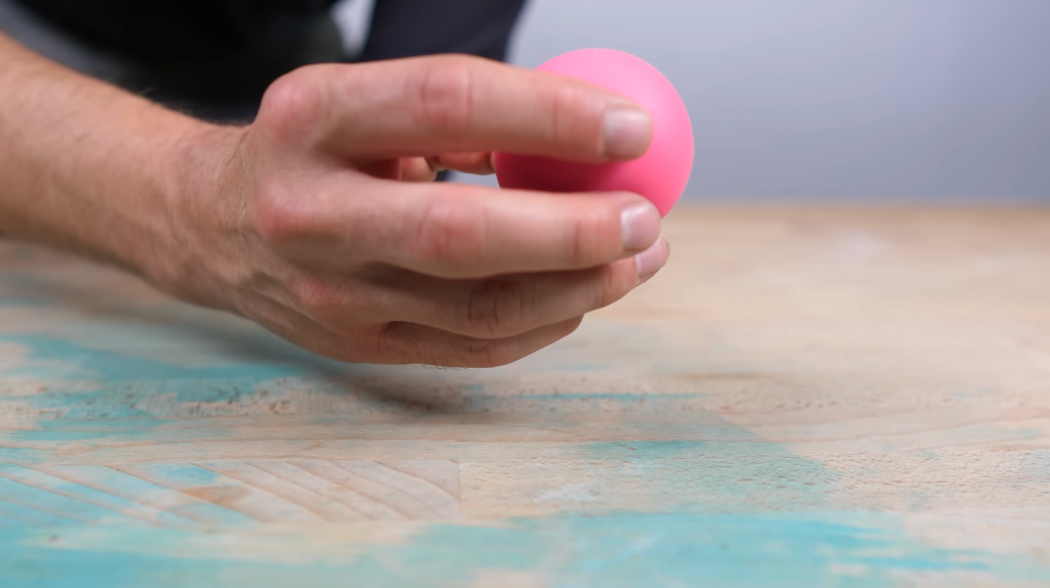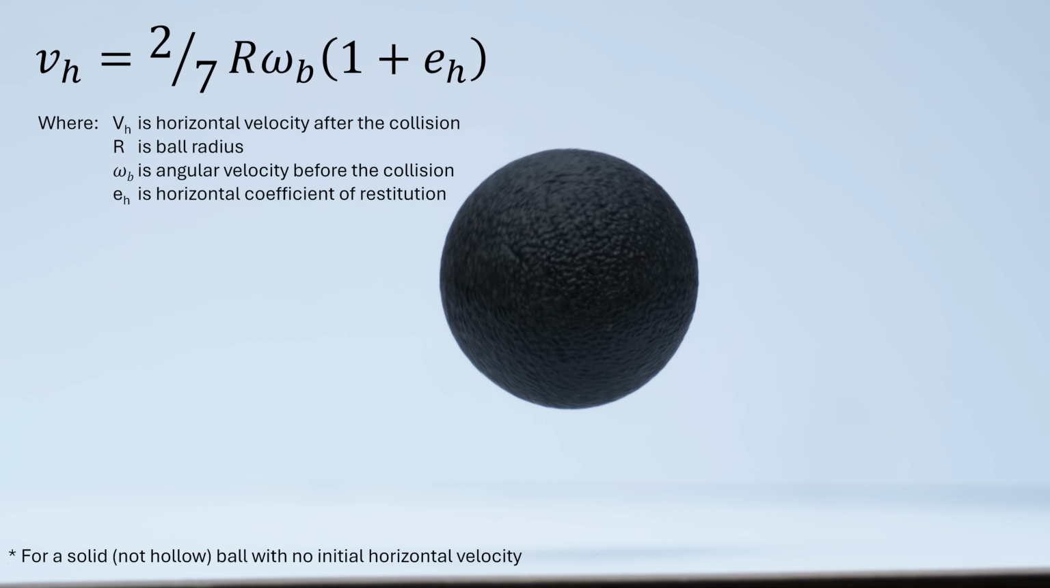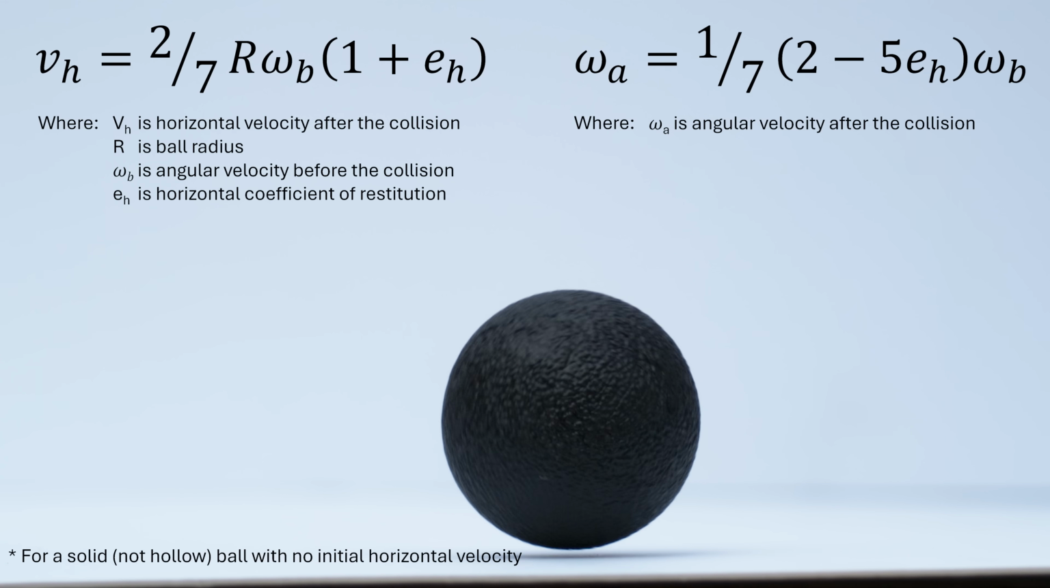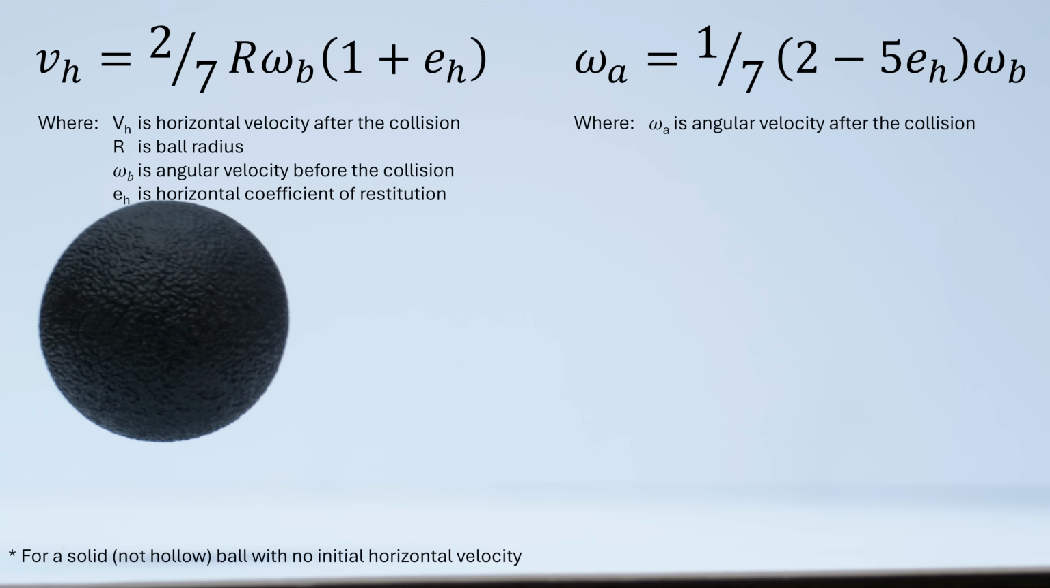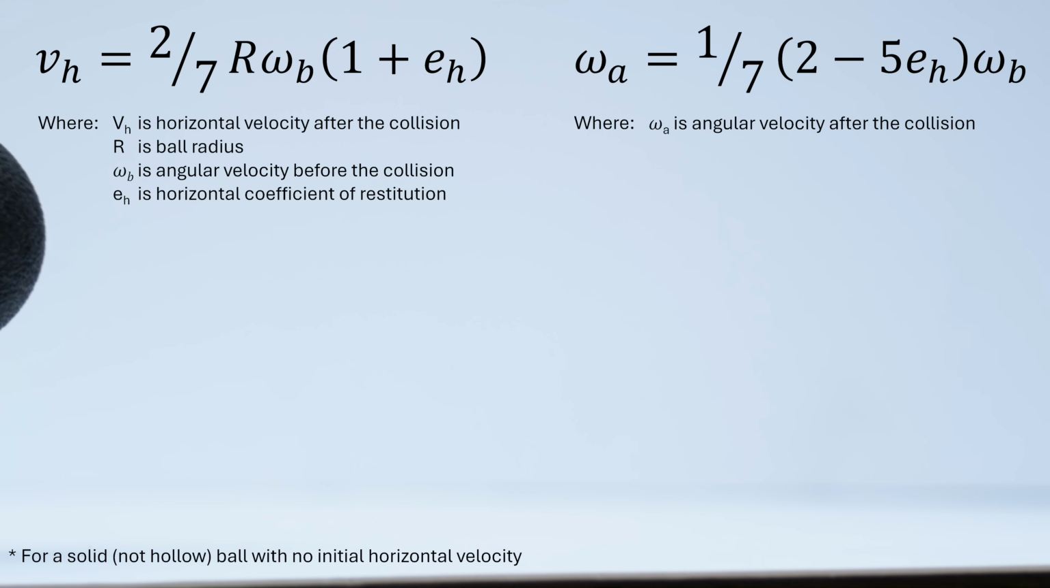So the HCR can be anywhere between -1 and +1, and brilliantly we have a couple of equations that make use of it. The equation for the horizontal velocity after a collision looks like this, and the spin after the collision looks like this. I won't go into the derivation, but I will leave a link to a paper in the description. The point is, we seem to have achieved for spin collisions what we did for non-spinning collisions, which is to hide all the details behind a coefficient of restitution.